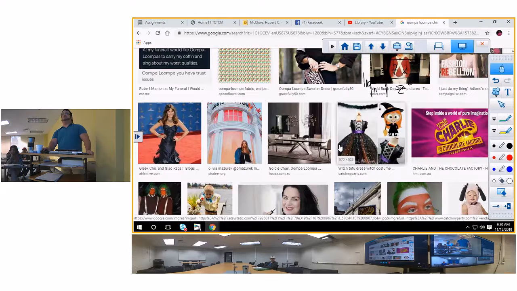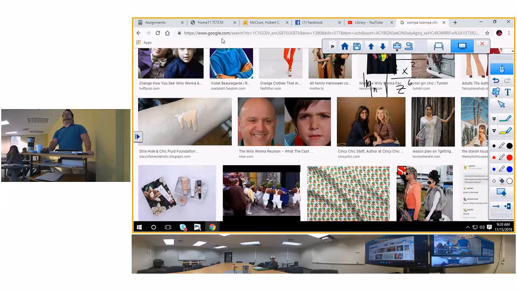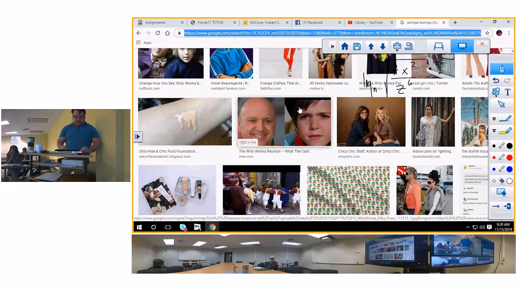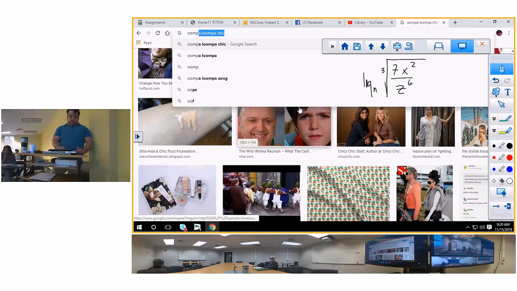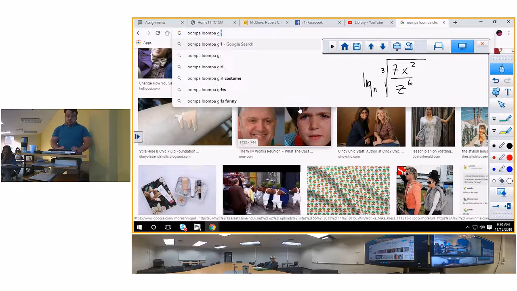I can't believe they took her off. She was like the first set of pictures. I guarantee you she sued Google. Oh well. It's under Oompa Loompa, not under. Oompa Loompa girl. Just look up orange.